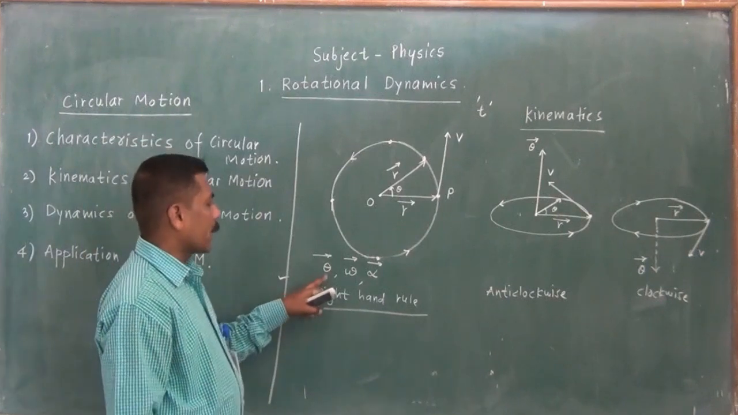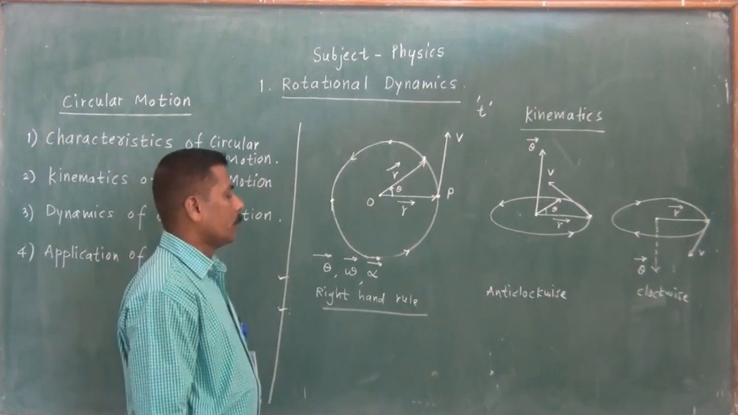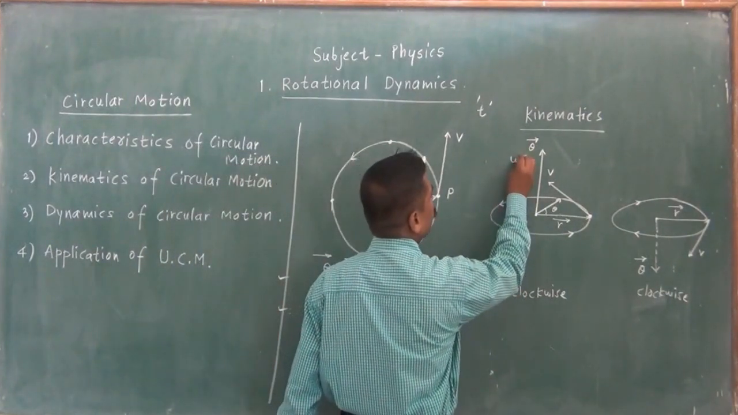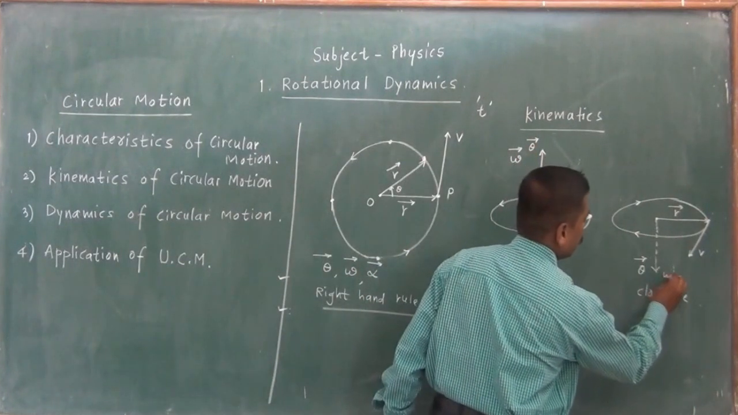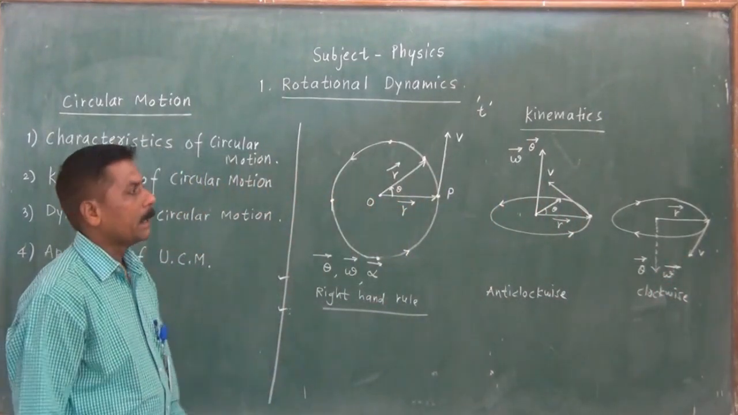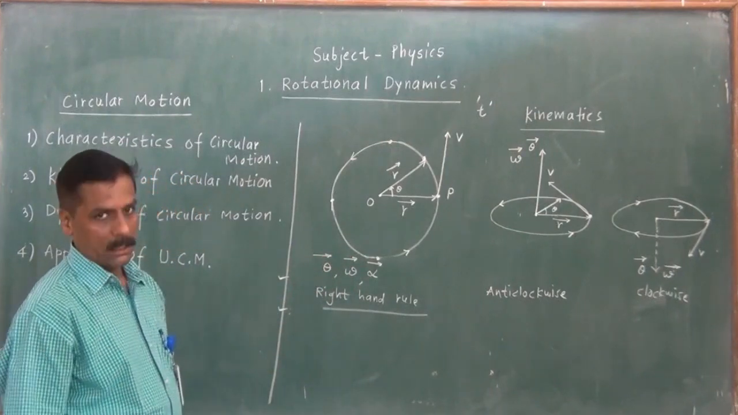Now, if we know the direction of theta, omega depends upon theta. So you will find the angular velocity is also in the direction of the angular displacement. Here also you will find it is in the direction of the angular velocity. Thirdly, how can we find out the direction of the angular acceleration?